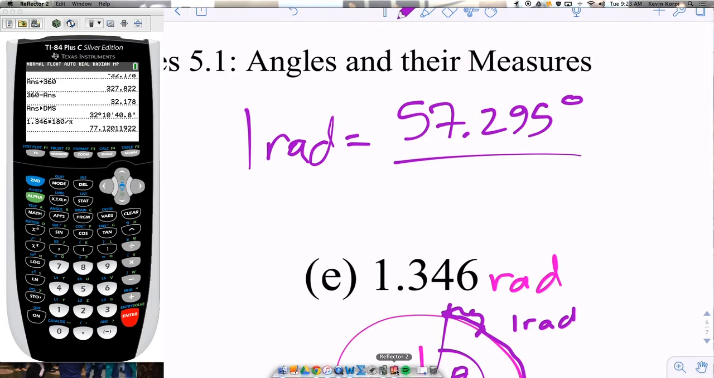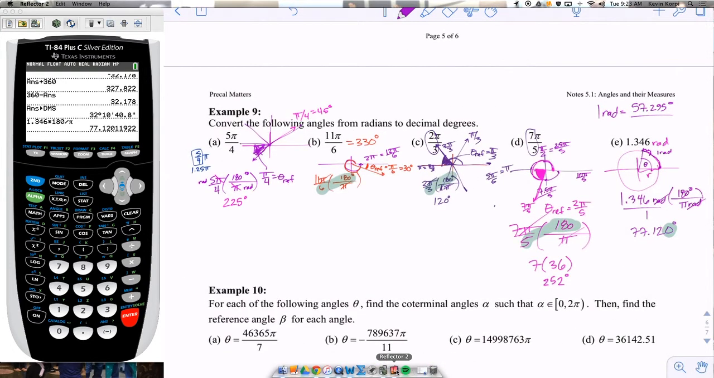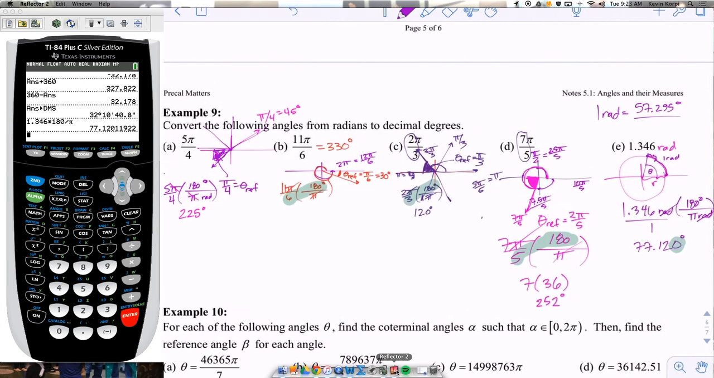So 1 radian is a little bit less than pi thirds radians, right? Because that's 3.14 divided by 3. Okay, questions so far? These are just converting. You remember what we did in the warm-up with the big angle in degrees? We're going to do it now with radians, okay?